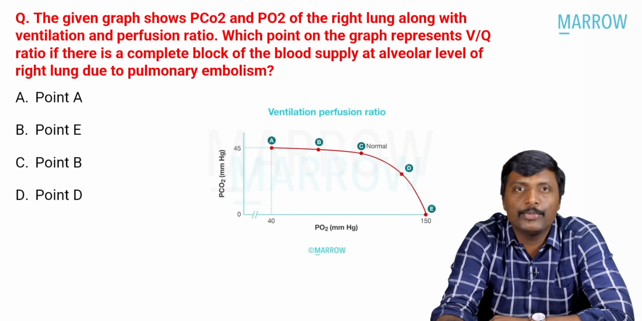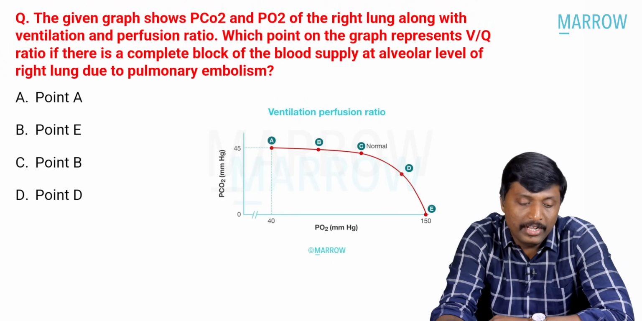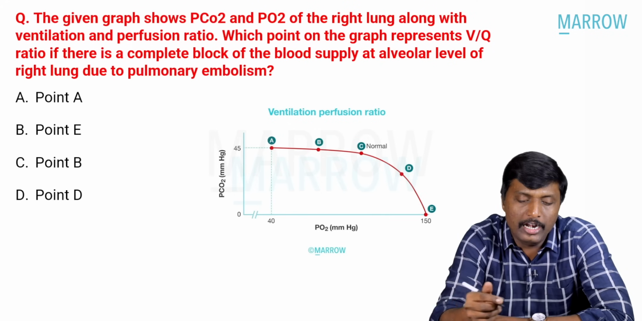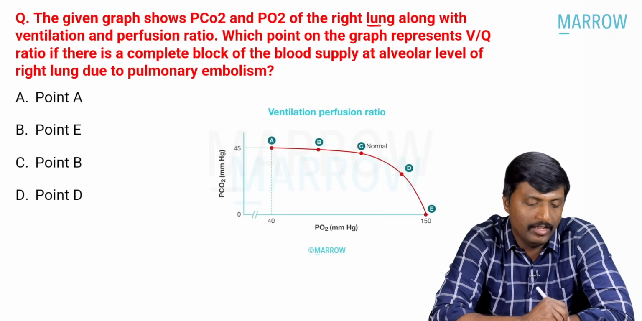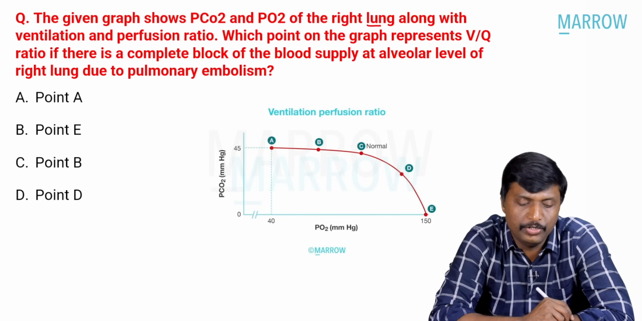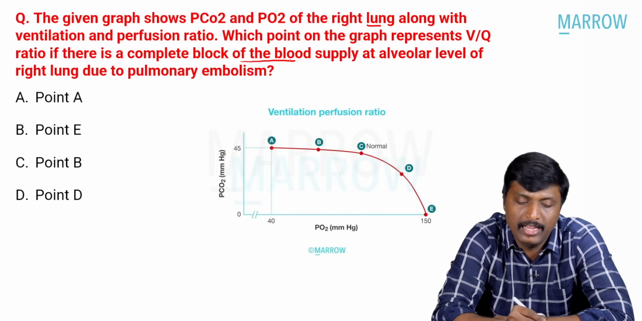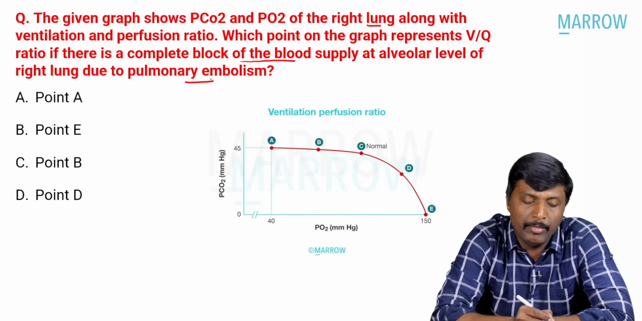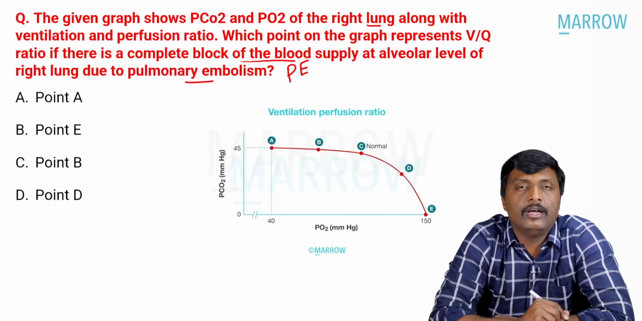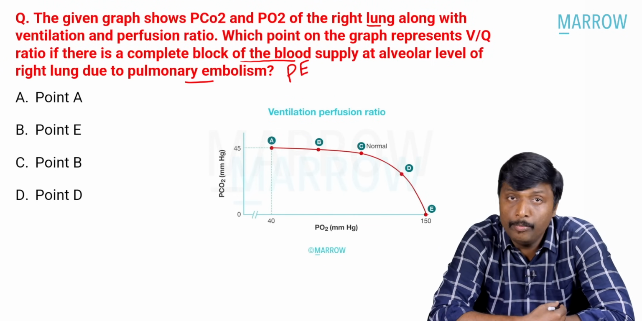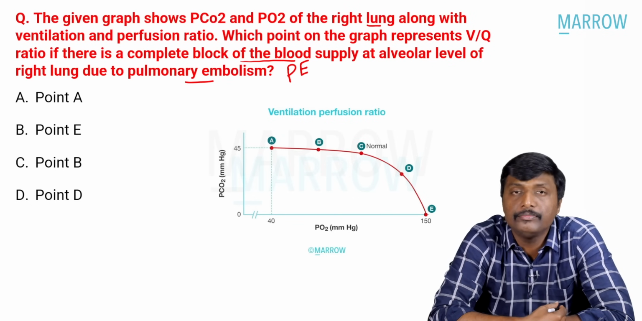Look into this first question. The given graph shows PCO2 and PO2 of the right lung along with the ventilation perfusion ratio. Which point on the graph represents a VQ ratio if there is complete block of the blood supply? And this is because of pulmonary embolism. See clinical physiology. This we discussed in ventilation perfusion ratio lecture. There are points here A, B, C, D, E.